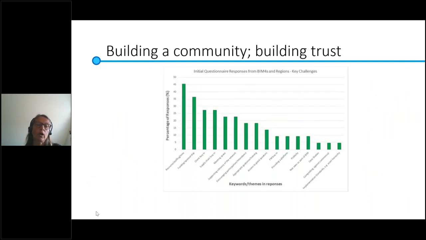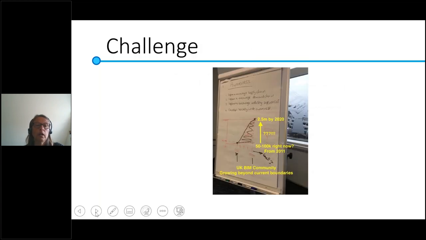We were really keen to establish from the BIM Forums in the regions what their key challenges were. And a lot of it, and still is, around resource, staffing, time, funding, sponsorship, client buy-in, supply chain buy-in. And although we'd set ourselves that challenge, we very quickly realised, oh my goodness, this is massive. How on earth do we achieve 2.5 million by 2020, when probably, if we're more realistic, we've only got to 50, 100k so far? So we really needed to grow beyond our current boundaries and make sure that we weren't just talking to ourselves.